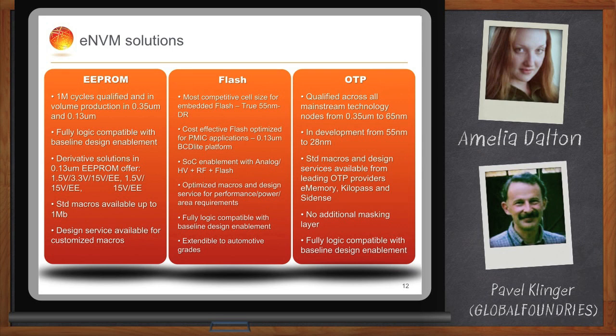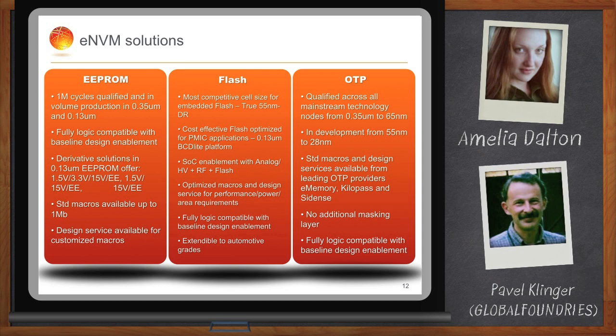Finally, OTP, or one-time programmable devices, are a very important part of the analog and wireless design today. These devices are needed for trimming, storing configurations, calibration, and other functions that are so critical in a modern design. So we do offer third-party OTP solutions in every technology node today down to 65 nanometers. And this year we will enable our customers with OTP solutions at 40, 55, and 28 nanometers.